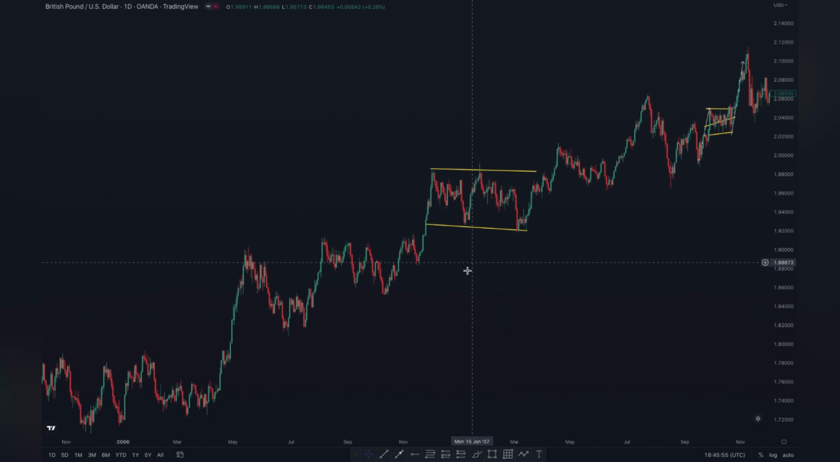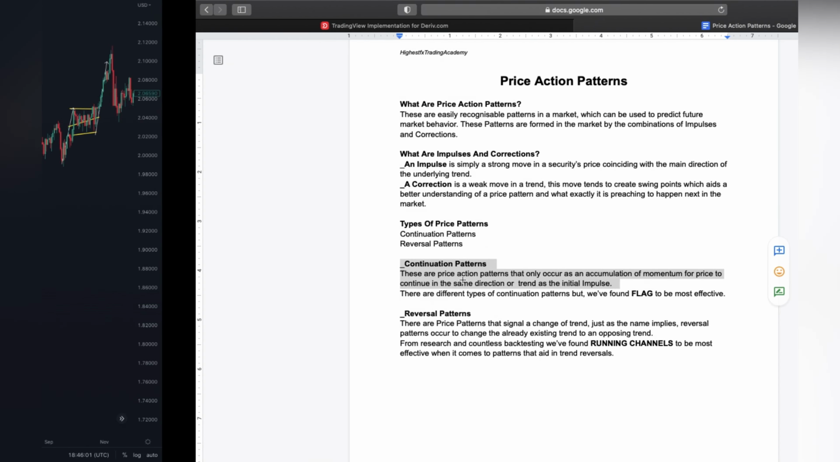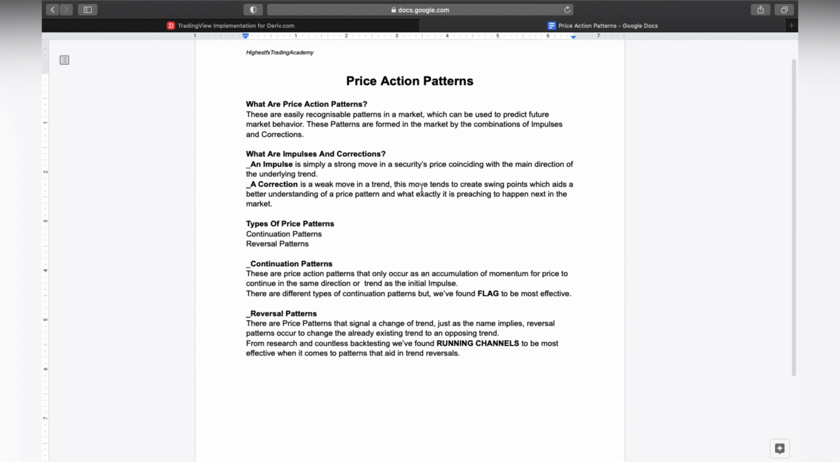And then the correction, we said it helps us to easily take trades. Let's go back to the reading. I'm reading, right? The correction is a weak move in a trend. This move tends to create swing points which aid a better understanding of a pattern and where exactly it is pointing the market to go, or what exactly it is pointing to happen next in the market. So it is these swing points it has.